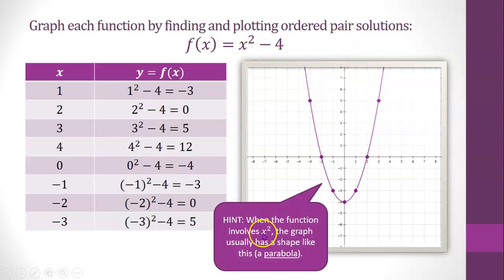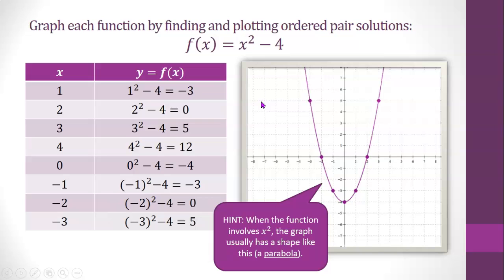And hint, anytime you're graphing a function that involves x squared, the shape is usually going to be something like this, which is called a parabola. It might be sort of upside down from this. It might be the kind of parabola that opens downward instead of upward. It might be shifted over somehow, up or down or right or left. Might be flattened out a bit or stretched or something, but it would have this basic shape.